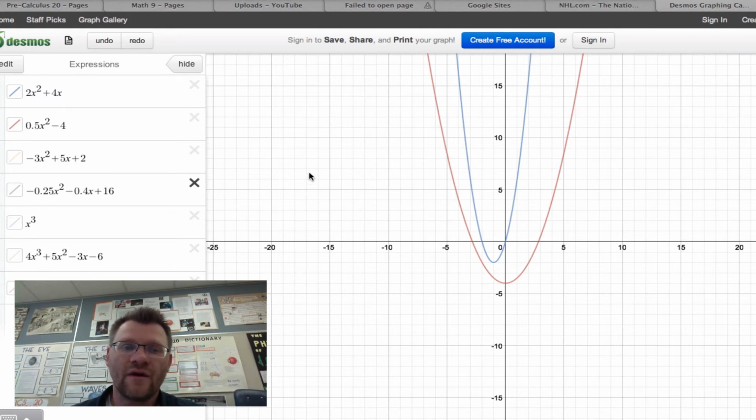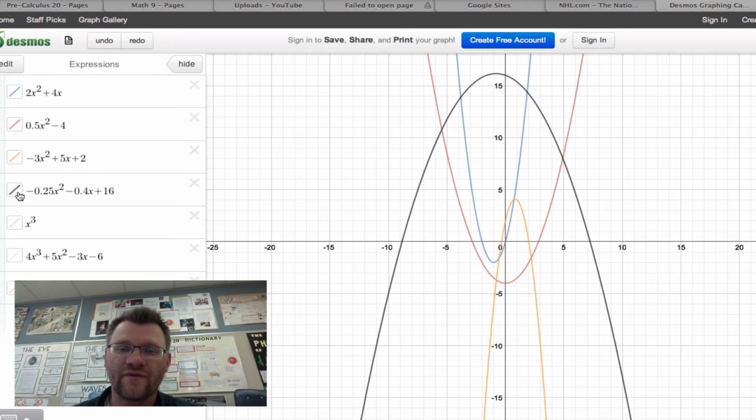Well, what happens when we throw a negative in is that, once again, it's going to change our end behavior. So when it was a positive x squared, it started in 2 and ended in 1 for both the red and the blue functions. But now that it's a negative x squared, it's starting in 3 and ending up in 4. And we're going to graph one more just to confirm. Negative 0.25x squared minus 0.4x plus 16. And again, starting in quadrant 3, ending up in quadrant 4.